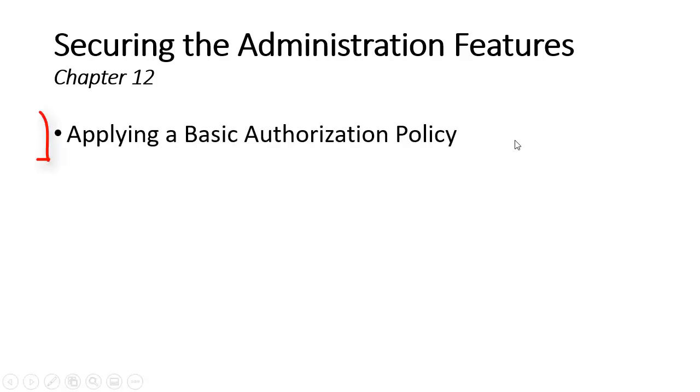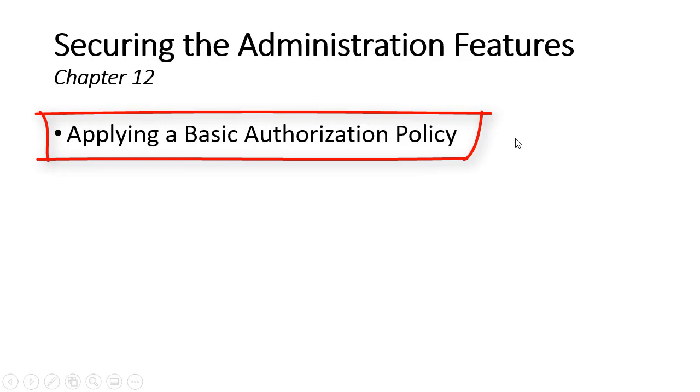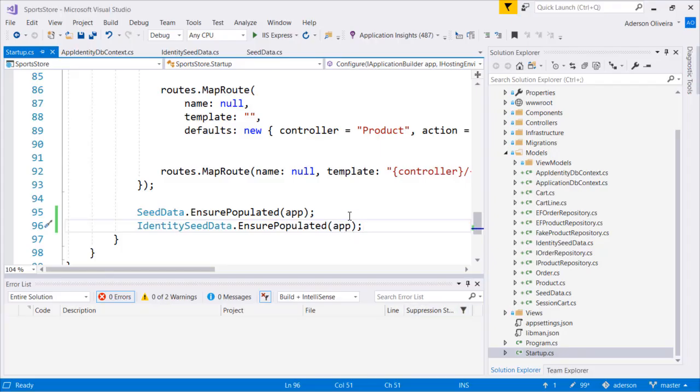Next step, we're going to start to protect a few actions from our controllers so that only authorized users, only authenticated users can see those views and perform some of the actions. So we're going to be applying a basic authorization policy. To do that, let's go back to our code and we're going to start to tie up security first of all on the order controller.